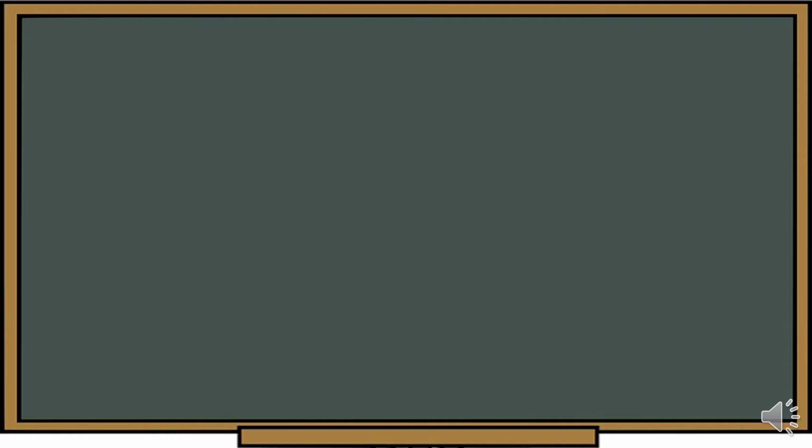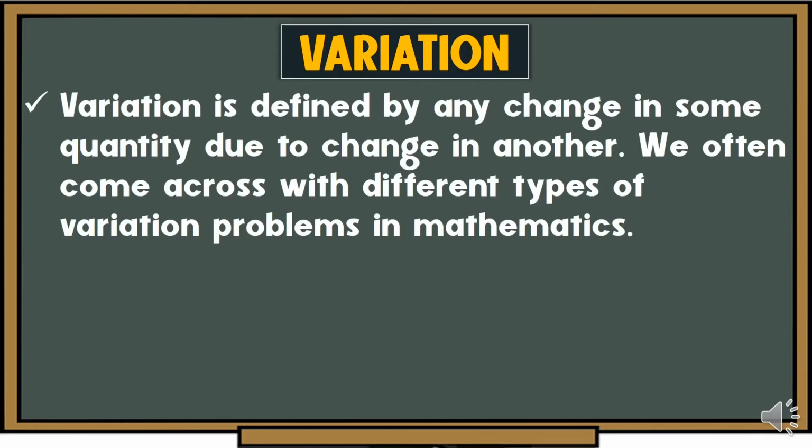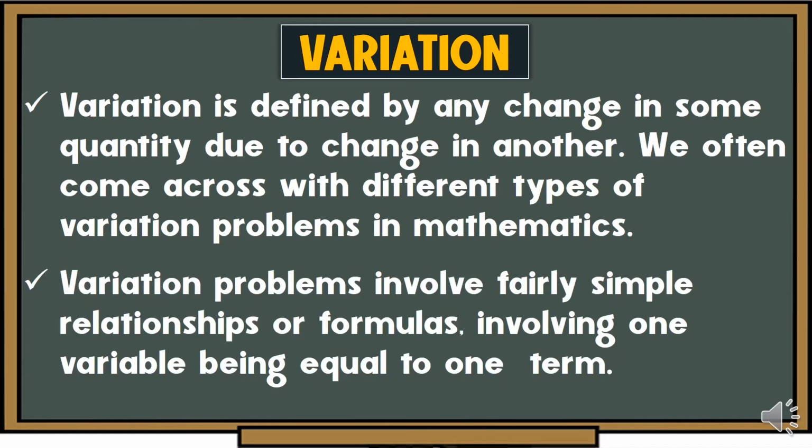Before we proceed to the definition of direct variation, let us first define what variation is. Variation is defined by any change in some quantity due to change in another. We often come across different types of variation problems in mathematics. Variation problems involve fairly simple relationships or formulas involving one variable being equal to one term.